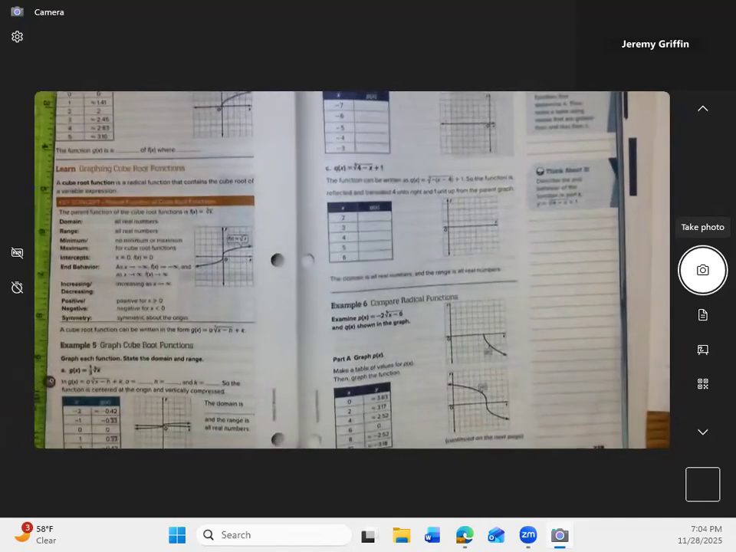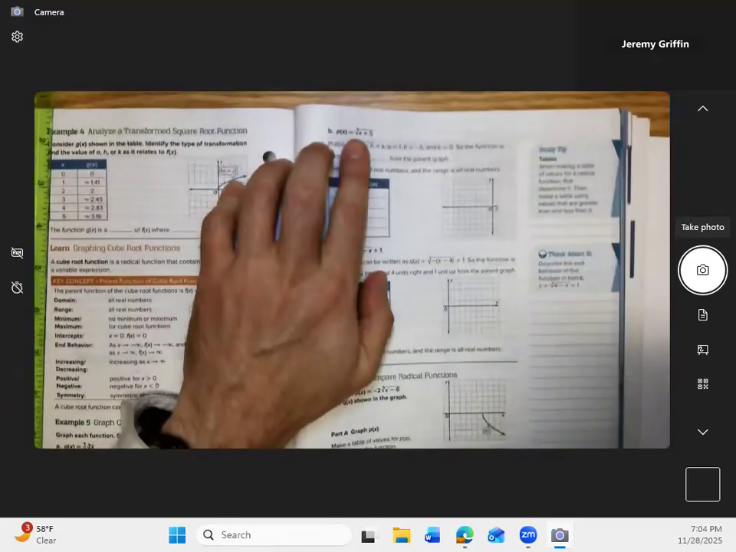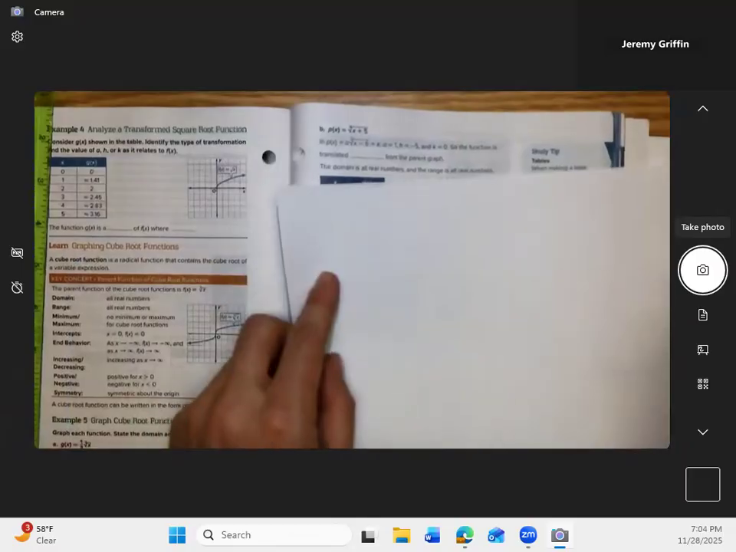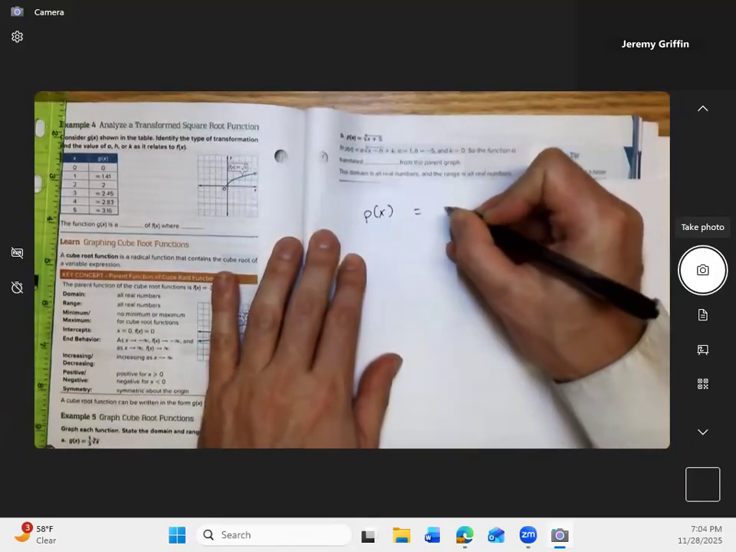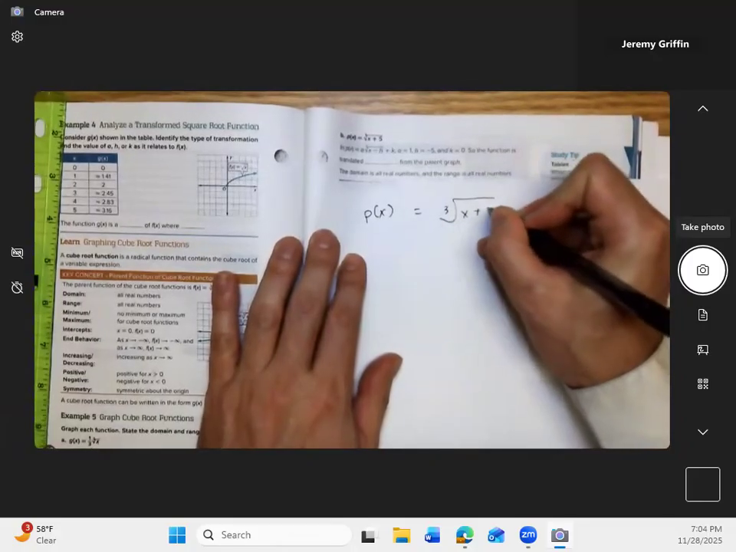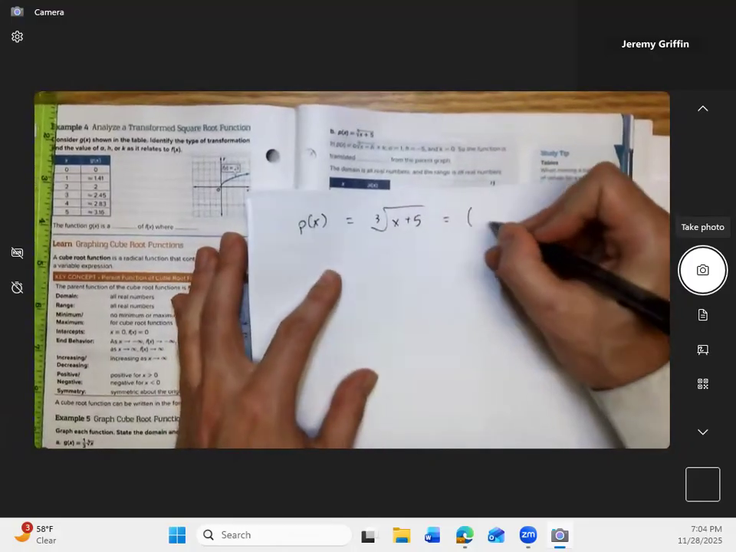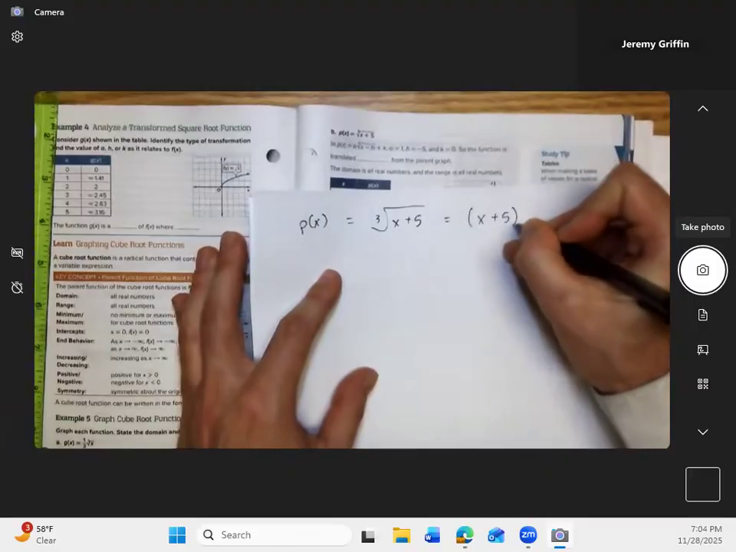All right. What else we got? Okay, this one here looks like they want us to shift this around. So let's see. P of x is the cube root of x plus 5, or how I would prefer to take this in the calculator, x plus 5, all raised to the 1/3.